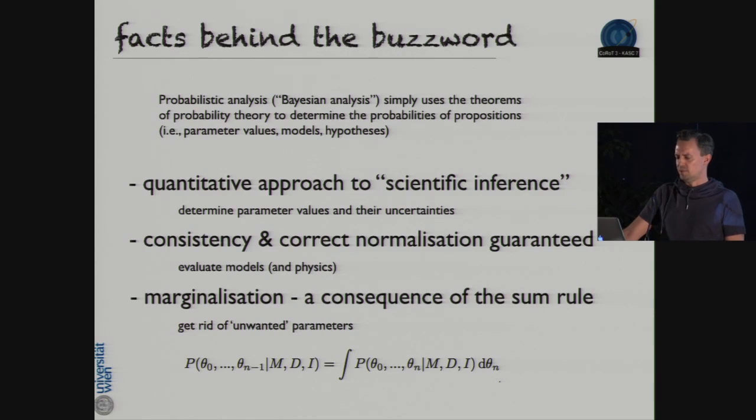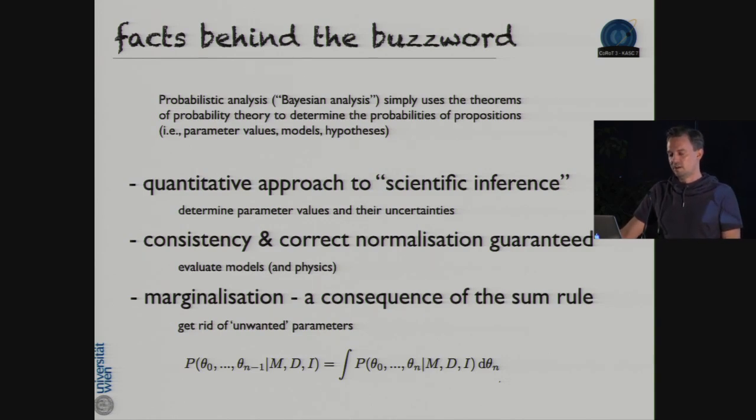Bayesian analysis provides you with a quantitative approach to solve a fitting problem, meaning that you can determine parameters and their uncertainties. If you correctly use the basis of probability theory, so the product and sum rule, you will always get consistent and correctly normalized probabilities, which means that you can compare different models in a consistent way and subsequently also compare different physics.